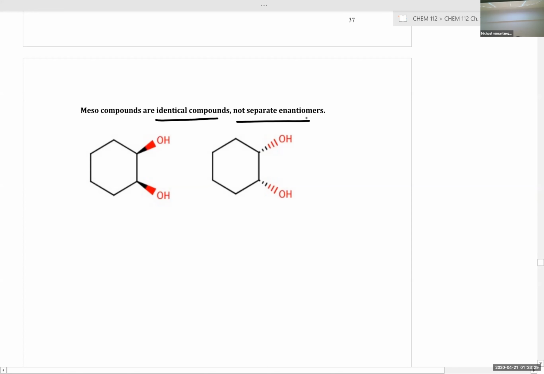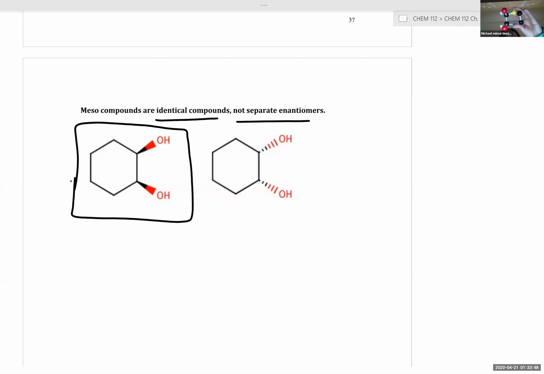So let's start, and this is always a really cool demonstration. First things first, I'm going to make a model of the structure on the left. Can everyone verify to me that these OHs are pointing towards us?